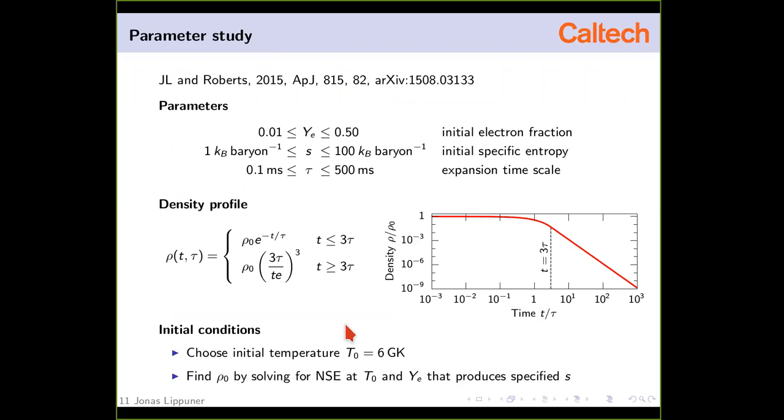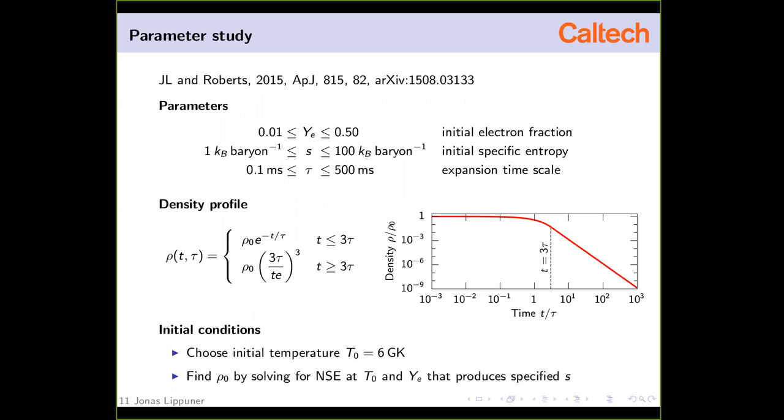The first thing I want to talk about is a paper I wrote with Luke, where we did a parameter study. We mainly wanted to look at in what regions of parameter space you create those lanthanides and actinides that alter the kilonova light curve, and whether that's correlated to the heating rate or not. We have three parameters: the initial electron fraction, the initial entropy, and an expansion timescale, which determines how quickly the density is falling off at early times.